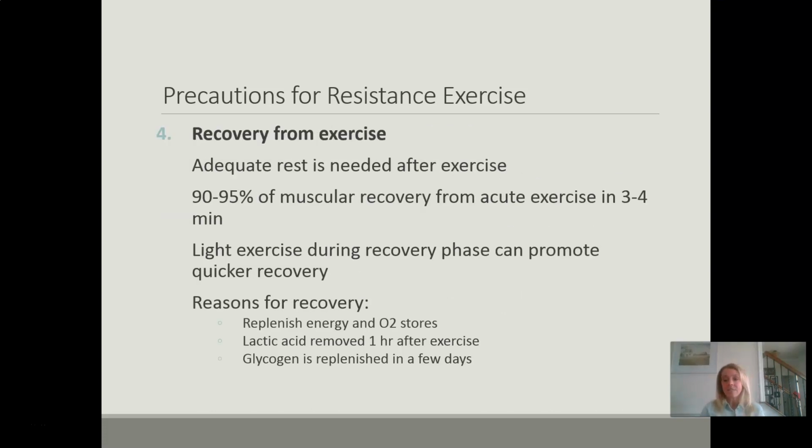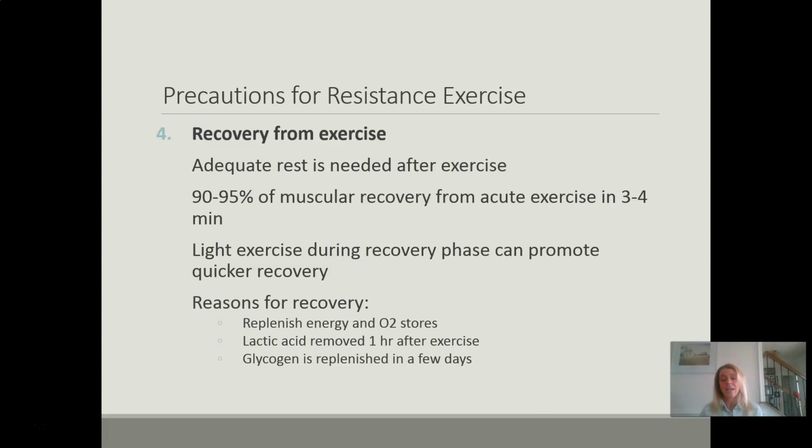Again, recovery from exercise, we do want to allow adequate rest periods after our exercises. Most muscular recovery is going to happen in the first couple of minutes following cessation or stopping the exercise program. Even light exercise during a recovery phase can promote quicker recovery. So those people with the delayed onset muscle soreness, like after leg day and their legs are so super sore and they can barely even move, light exercise, like just taking a walk around the block, around the neighborhood, can actually help.